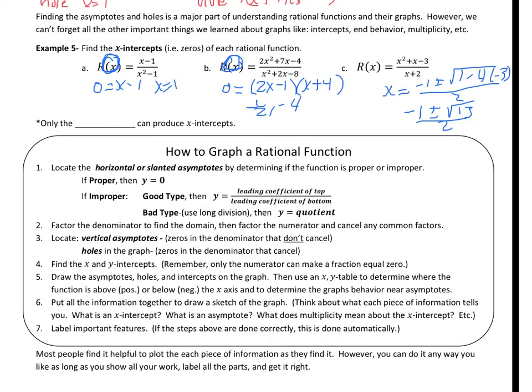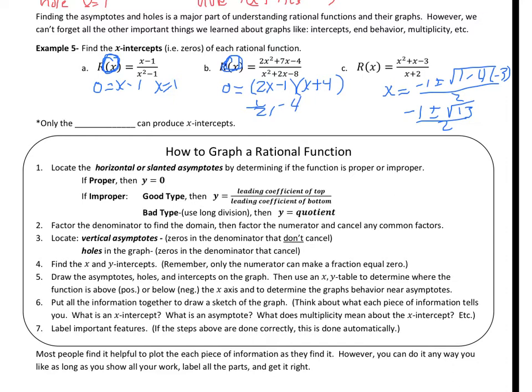All right, with all that, that's pretty much what we need to graph these. So here are your steps. We have 7 of them. Locate your horizontal or slant asymptotes. Factor the denominator to find the domain, then factor the numerator and cancel any common factors. That gives us our vertical asymptotes and our holes. Vertical asymptotes are zeros in the denominator that don't cancel. Holes in the graph are zeros in the denominator that do cancel.